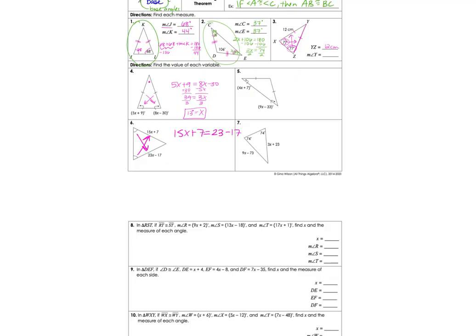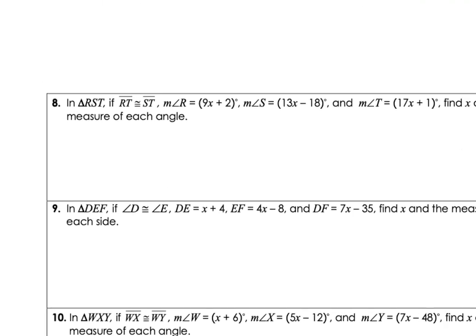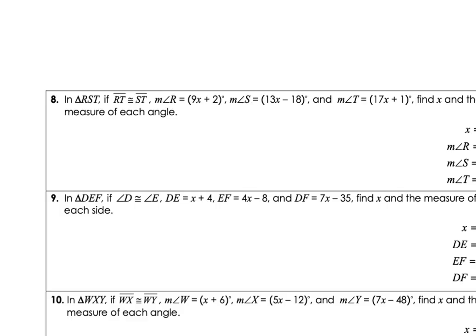I highly recommend this happens on your quiz, okay? We don't always give you the picture. Some of you benefit greatly from a picture. So if the picture is not given, I recommend you just draw your own picture and mark what you know, okay? So look at one like number 8. It says in triangle RST, RT is congruent to ST, okay? So if you draw a triangle, I'm going to put T up top. RT is congruent to ST. Okay, I think it's helpful just to see it.